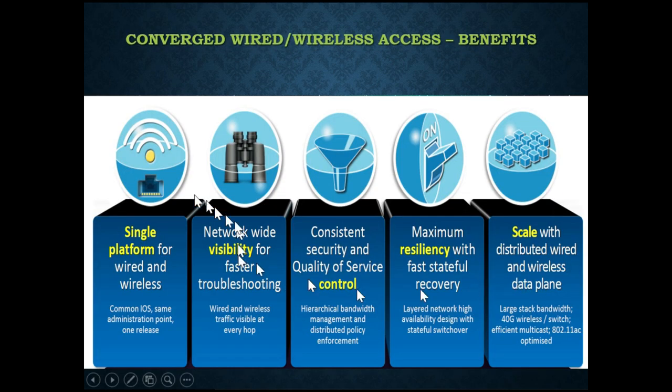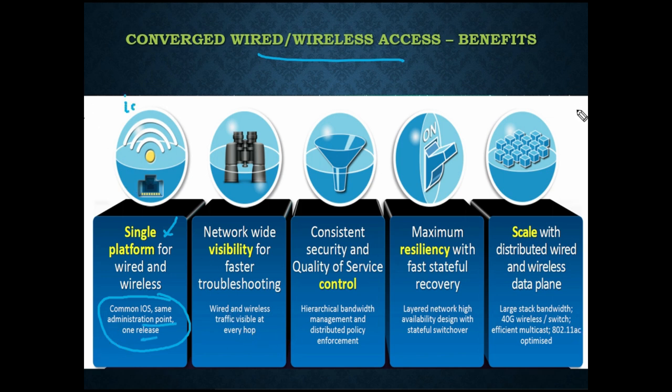Now let me go ahead. Here you can see the same thing it is showing. Converged wired and wireless is there. The benefit is a single platform for wired and wireless, with a common IOS. So it is the same administration point, one release, which means that if you need to upgrade the IOS, you need not apply it on wired and wireless separately. If you have a 3850 and you do it on this, it will get done for both wired and wireless. Are you with me?